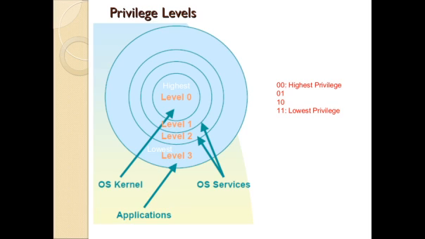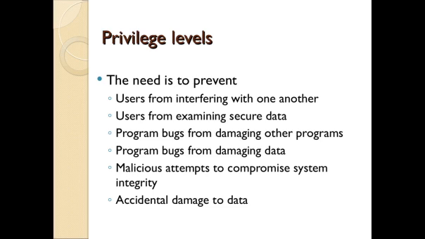Whereas the lowest one is level 3, where user applications, or programs which are not part of the operating system but are executed for the user, are running. Level 3 is numerically the highest, but as a privilege level it is the lowest. So there are 2-bit values 00, 01, 10 and 11, from highest to lowest. By using these privilege levels we provide some permissions to programs for execution.